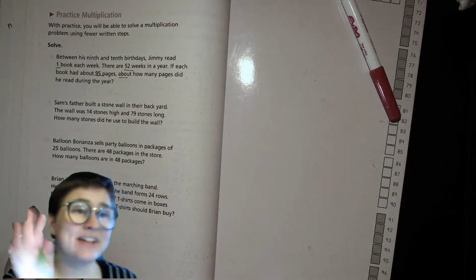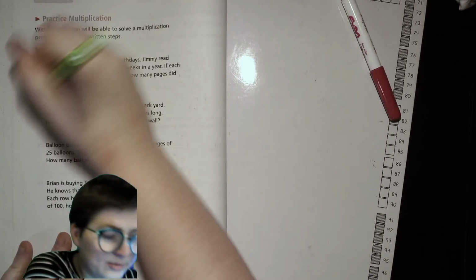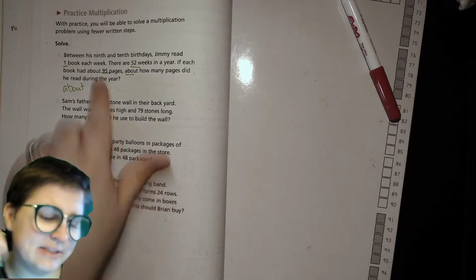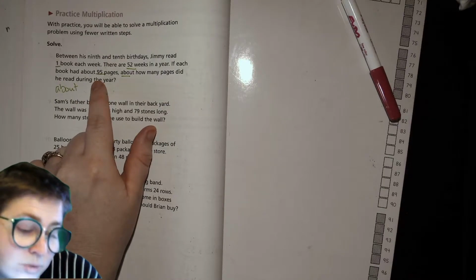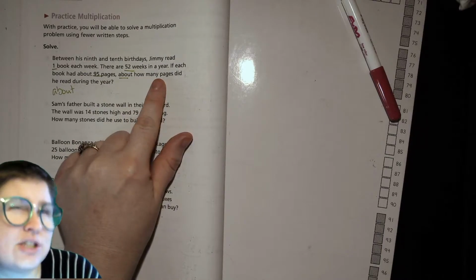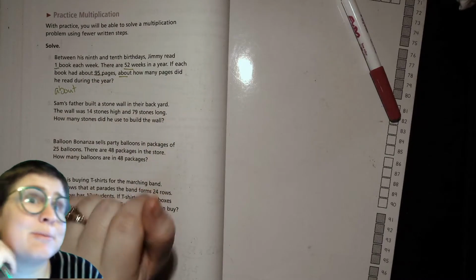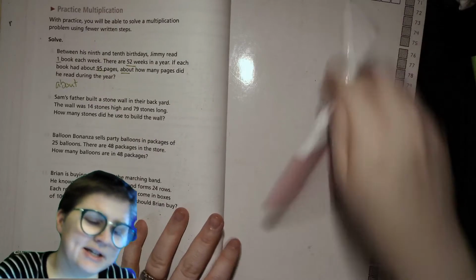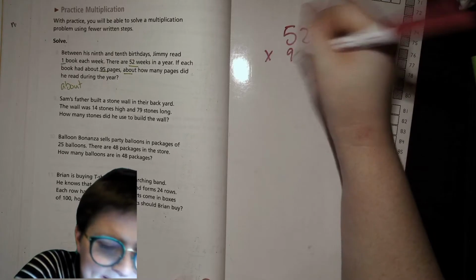Since this is kind of like an estimating one, we'll write about. And to quickly estimate, 95 is super close to what? 100. So 5,200 is going to be a little bit higher than the number we'll get when we multiply, right? So let's do 52 times 95.